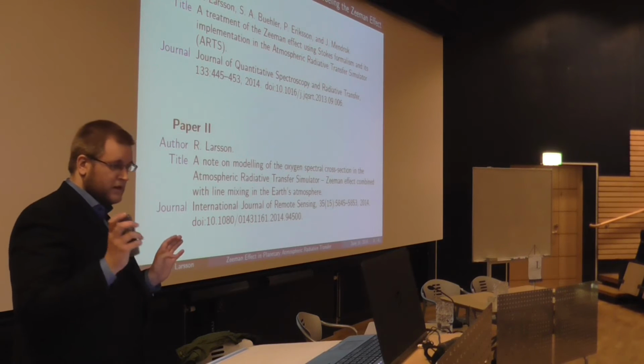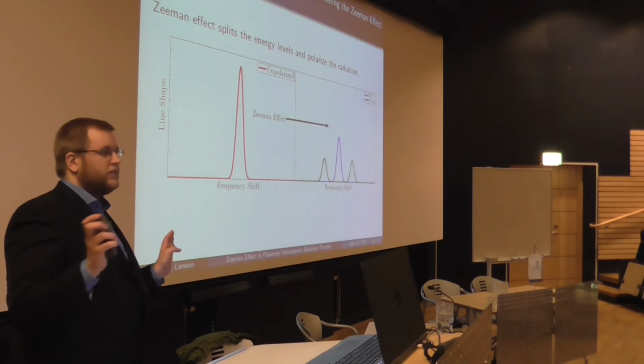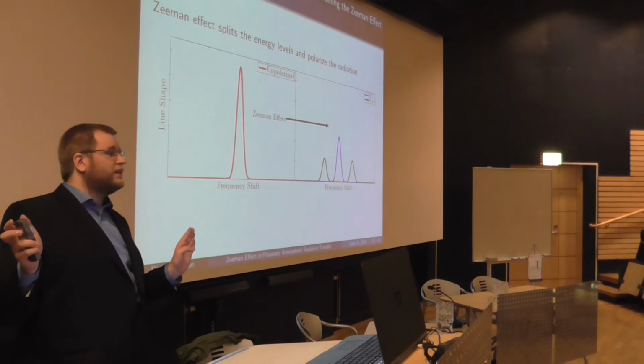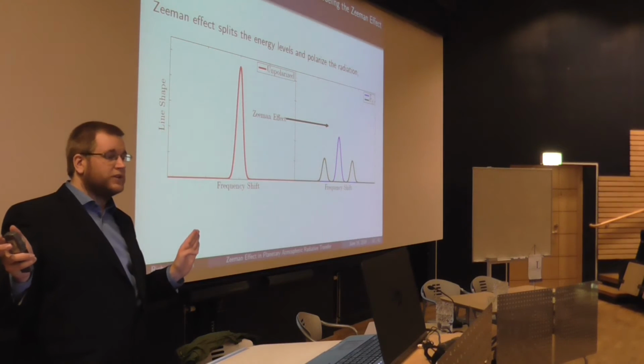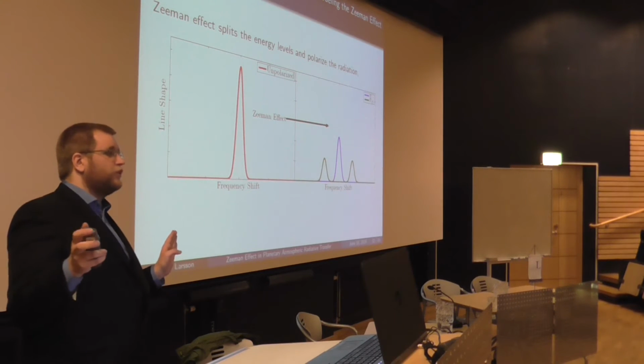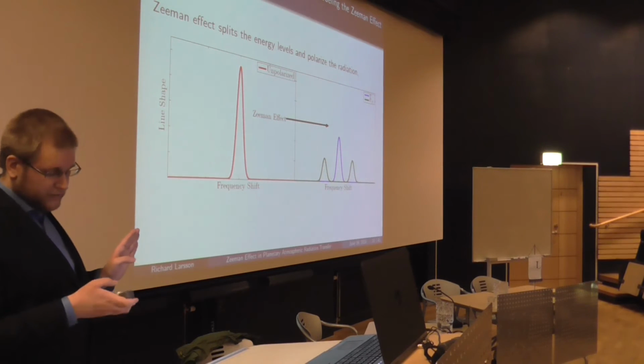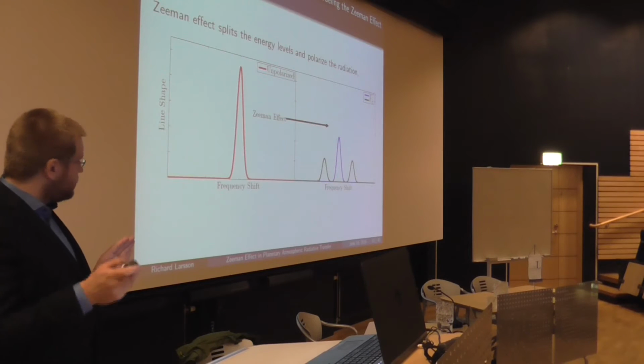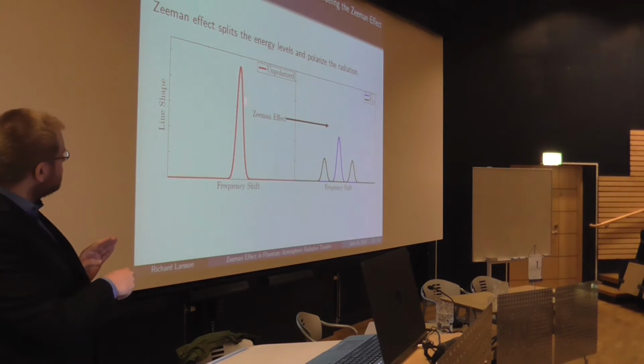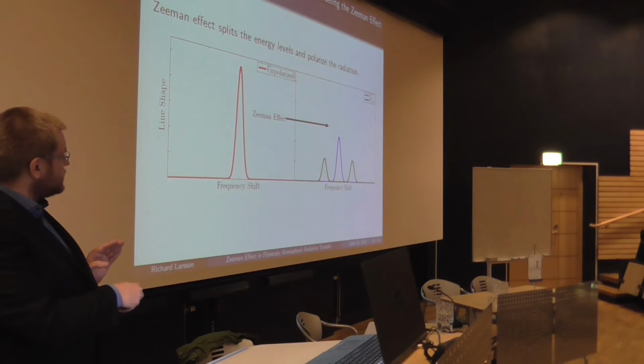Now, what is the Zeeman effect? As I said before, it's how magnetic fields change the spectroscopy. The mental picture of absorption that I showed you before is that we have just one line, and the Zeeman effect, because of the magnetic field, changes how this line looks.